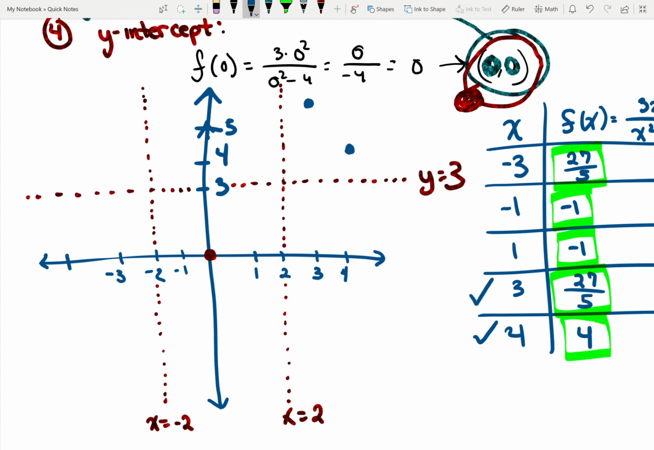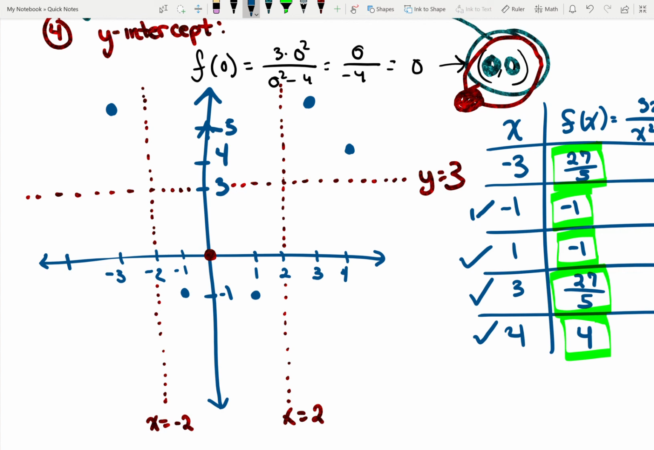Let's look at 1. When x is 1, our value here is -1. So we just did this. When x is -1, our value again is -1. So right here, boom, boom, boom, good. So we did this guy. Lastly, when x equals -3, we're going to have 27 over 5 again. So remember, this guy right here was 27 over 5. So let's match them up, 27 over 5.